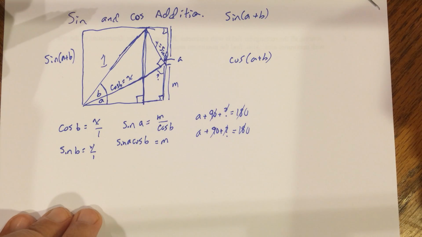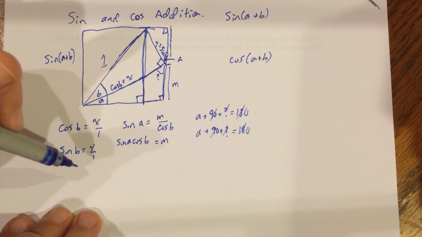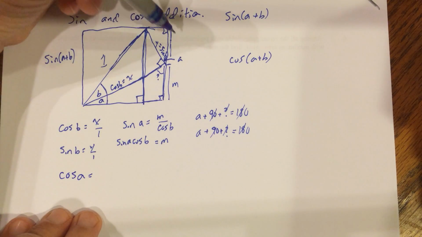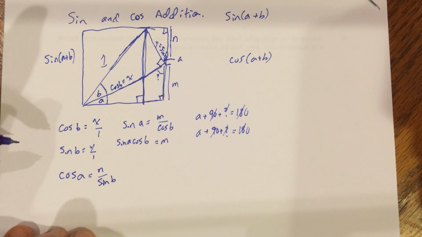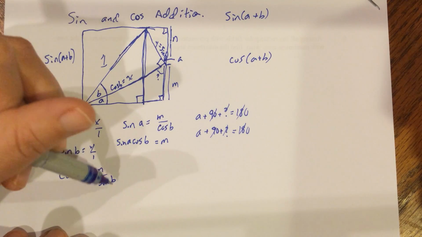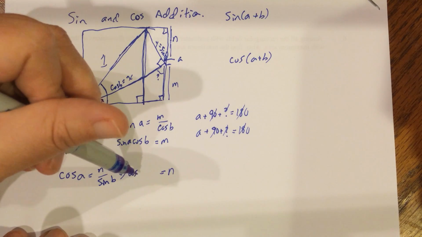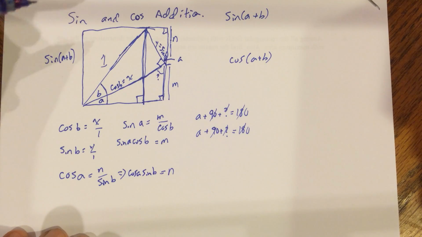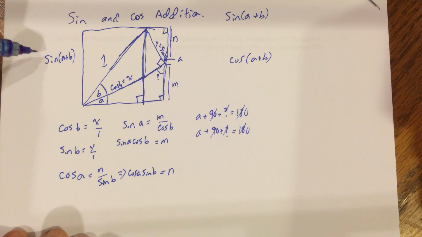Okay, well if we know that, then maybe we could find this side. This side would be adjacent, so I'm going to say cos of A equals, we'll call this n, over sine of B. So n equals cos A sine B. So now we have our m and our n. If we add them together, we should get that entire side.